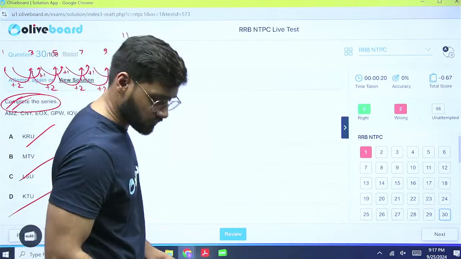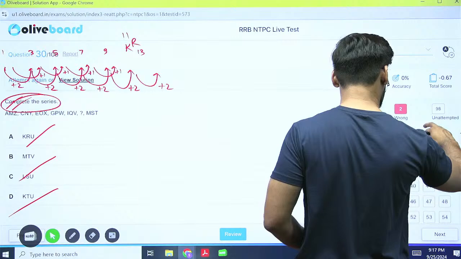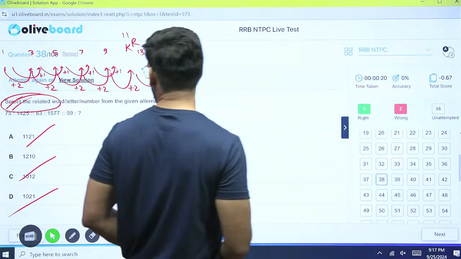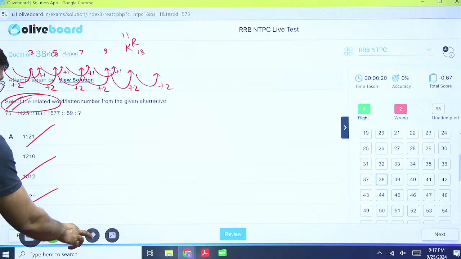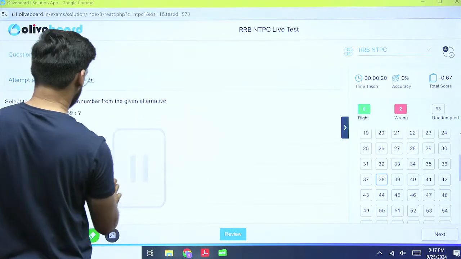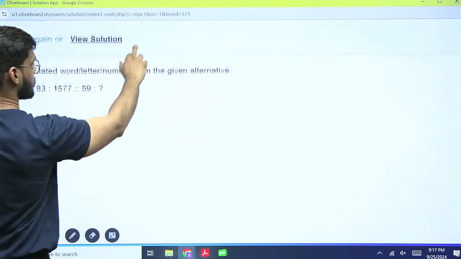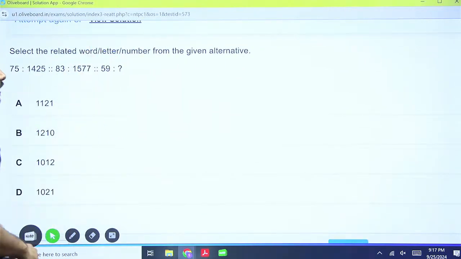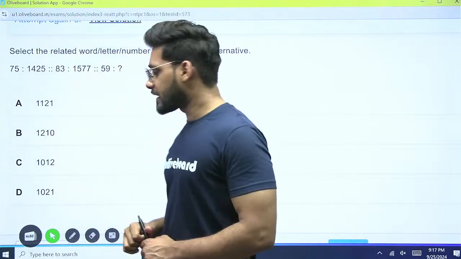This one is the 30th one. Now we have to move on to the next question. Okay. We are having the next question on our board from the analogy part, and let's see how we are going to deal with this one. What should be the right solution for this one?